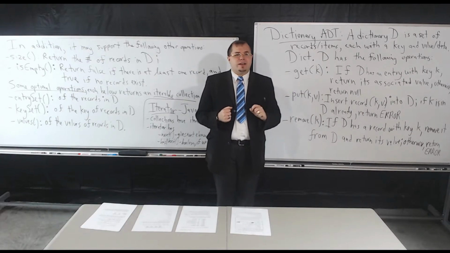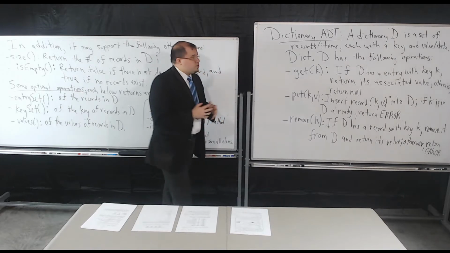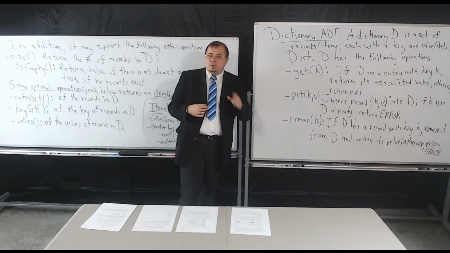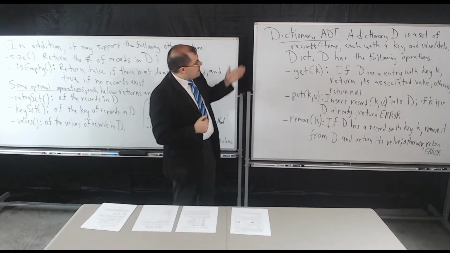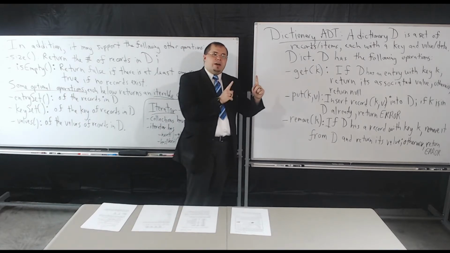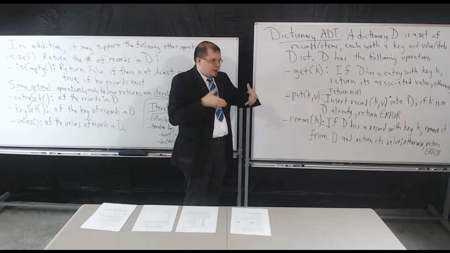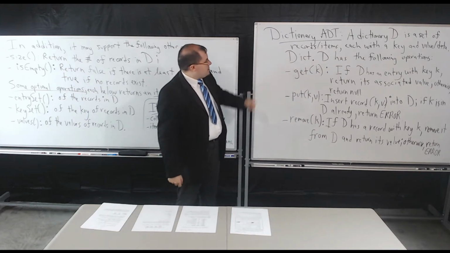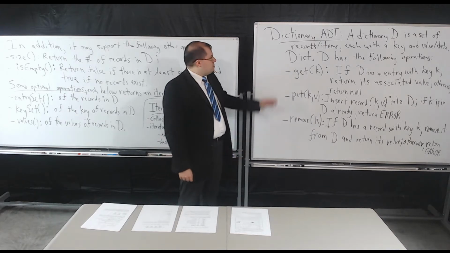So let's get started. Remember, last day I introduced you to the dictionary. A dictionary is a set of records, or items, each with a key and a value or data. So there's a pair: key, data. Remember, D has the following operations, where D is a dictionary.